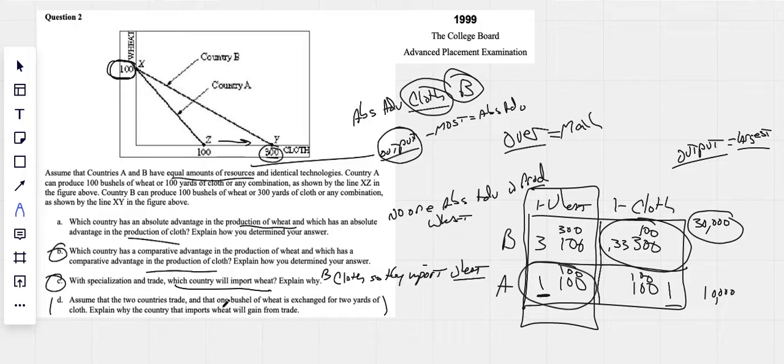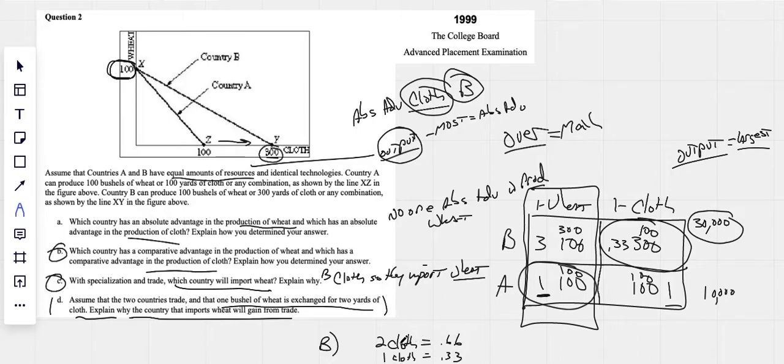Assume the two countries trade so that 1 bushel of wheat is exchanged for 2 yards of cloth. Explain why the country that imports wheat will gain from trade. The country that imports wheat would be B. So B imports wheat. 1 wheat for 2 yards of cloth. Right now, for 2 cloth, we could just double that. We know for 1 cloth they give up 0.33, so for 2 cloth they'd have to give up 0.66 wheat.